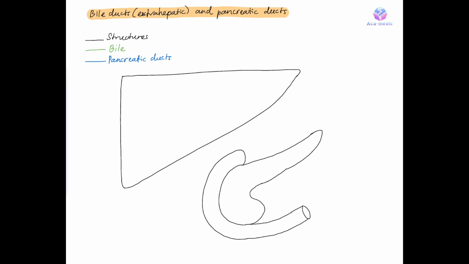Okay, so now, next up, we are going to draw out the structures of the bile duct system. So please switch over to the green pen now. All right, so the first couple of structures that we are going to draw out are going to be these two ducts that come out of the liver.